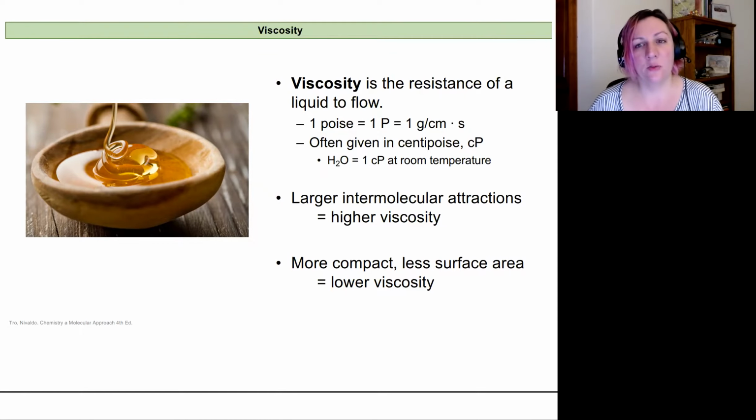So this resistance to flow can be measured in different units. We have a poise, which is like 1 gram per centimeter times second. So it's looking at the mass traveling over a distance for time, or a centipoise. And we're not going to do any calculations with viscosity, but just for reference, water would be 1 centipoise, not 100% sure, at room temperature.